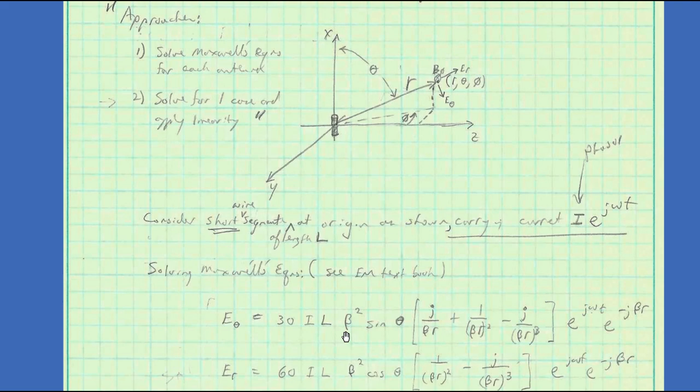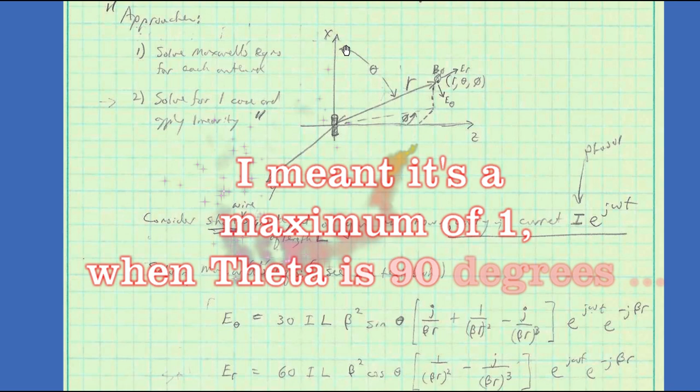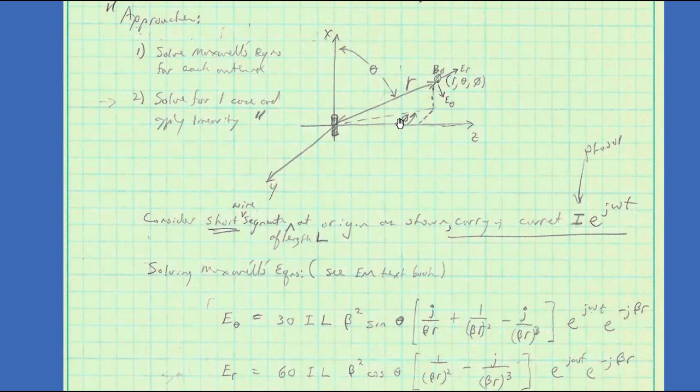This is beta squared. And then sine theta. So that term's going to be maximum when theta equals 90 degrees. And if we come back up to our spherical coordinates, that would mean theta is the angle all the way down here to z, so that would mean our observation point is out on the z-axis. And of course, that's the broadside for the antenna, so that's where it's going to be maximum. So this term says that the E field is going to be maximum when we're broadside to the antenna.